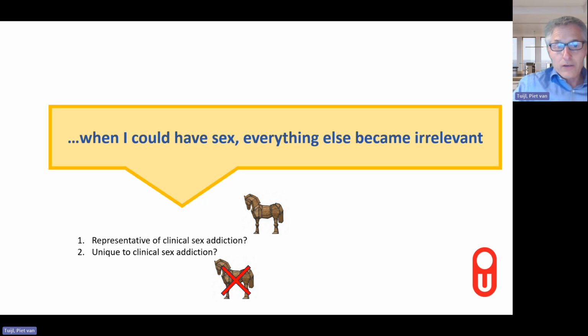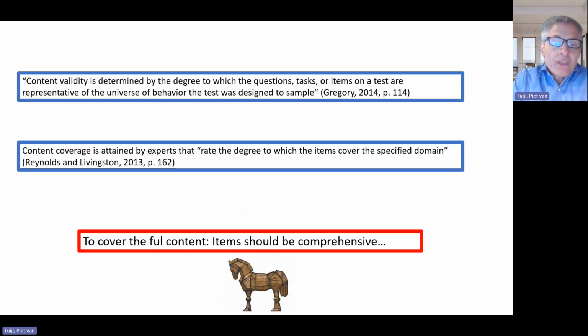And we will dive into the definitions of content validity to see why this is the case. Content validity is determined by the degree to which the questions, tasks, or items on a test are representative of the universe. So that's big. Of the universe of behavior the test was designed to sample. So, sex makes everything else irrelevant. Yeah, that's representative of sex addiction, is it not?